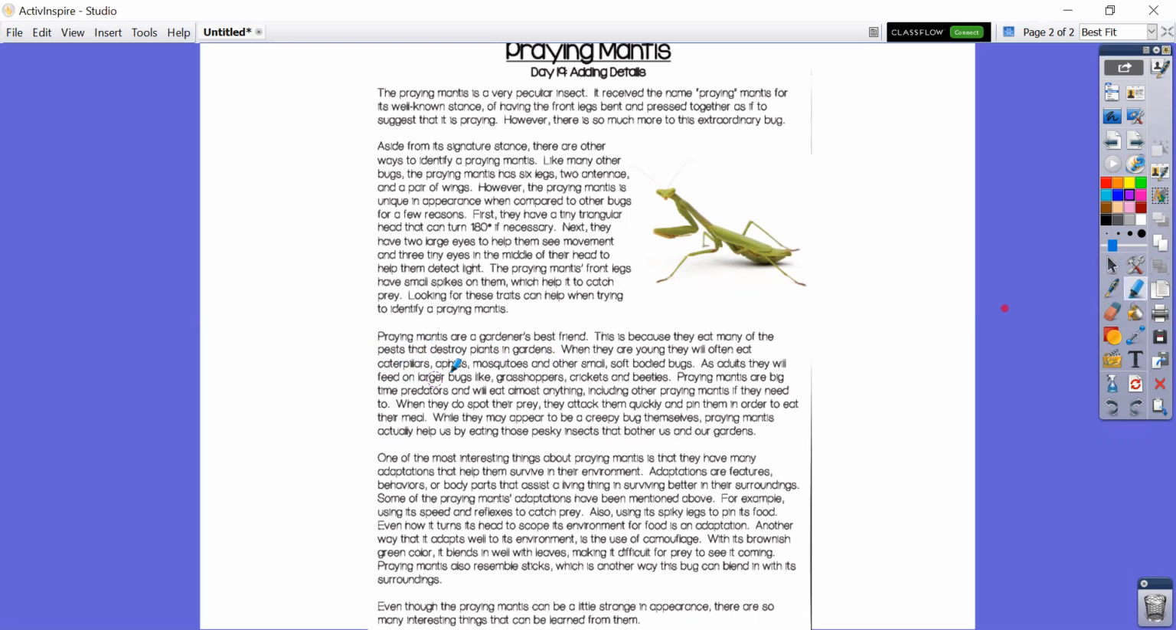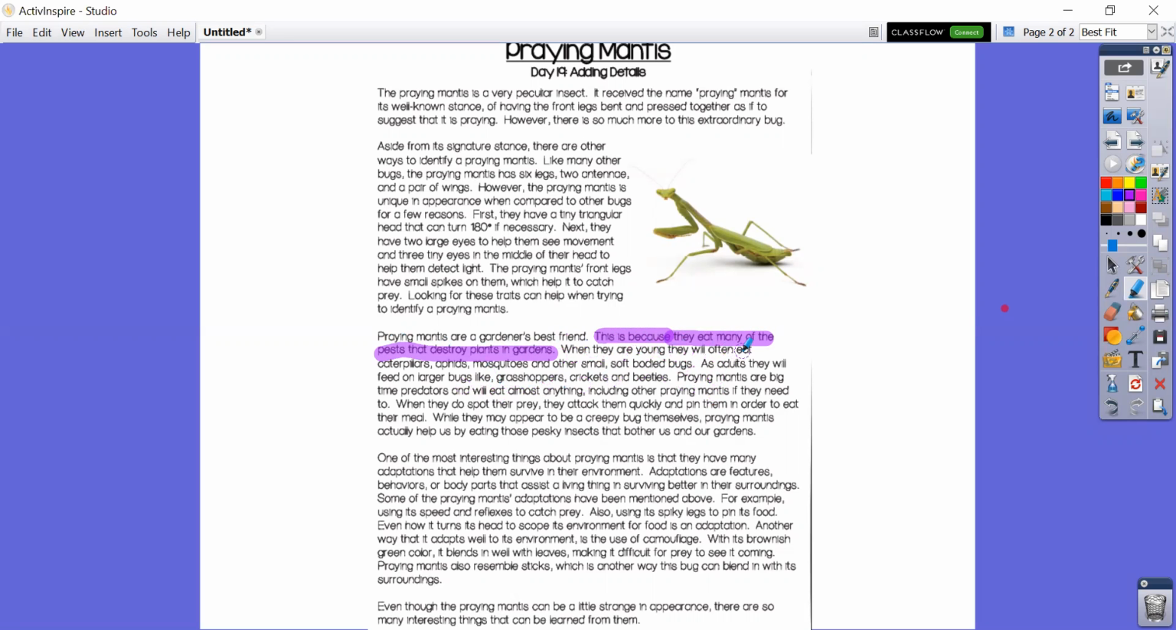So if I take a look here where it talks about the praying mantis being the gardener's best friend, it didn't just stop with that fact. It went on to say, this is because they eat many of the pests that destroy the plants and gardens. So that gives a specific fact to back up a statement.